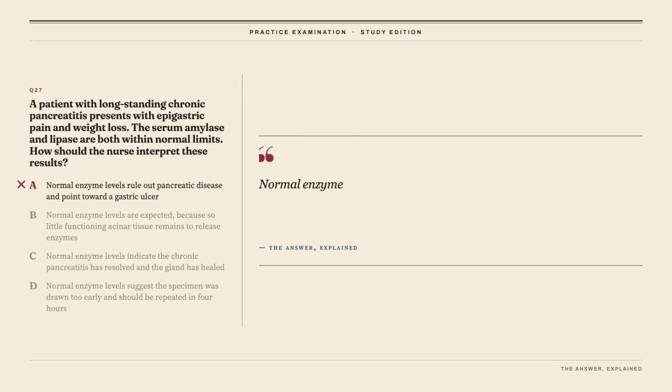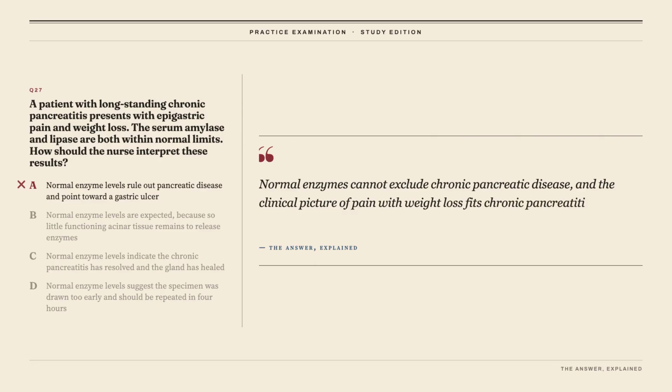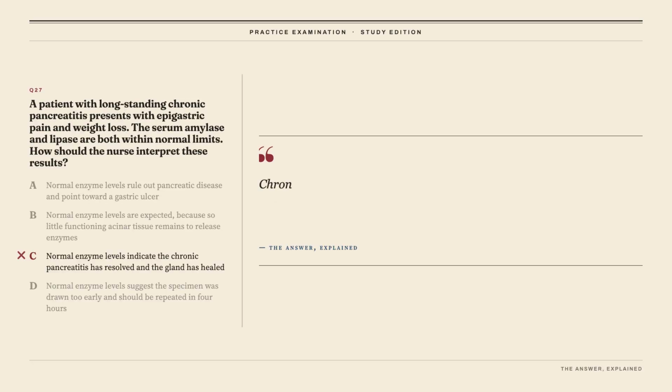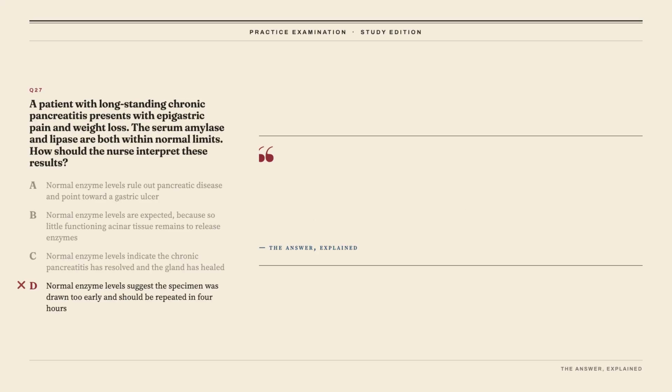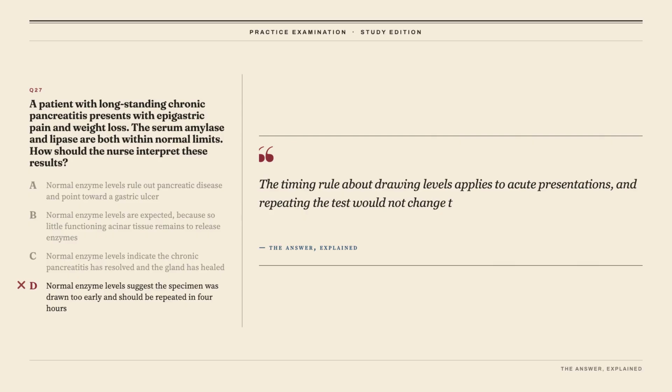A is wrong because normal enzymes cannot exclude chronic pancreatic disease, and the clinical picture of pain with weight loss fits chronic pancreatitis well. Anchoring on a gastric ulcer would miss the diagnosis. C is wrong because chronic pancreatitis does not resolve, and the ongoing pain and weight loss indicate active disease. Falling enzyme levels reflect tissue loss rather than recovery. D is wrong because the timing rule about drawing levels applies to acute presentations, and repeating the test would not change the picture. Diagnosis here rests on imaging and functional testing such as fecal elastase.